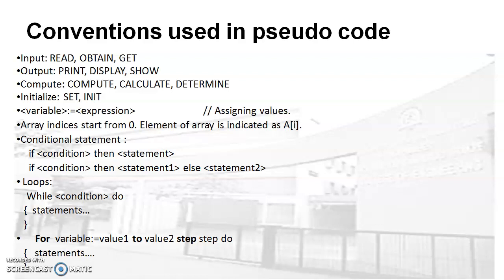Then there are various types of loops also used in pseudocode, like the while loop and the for loop. A while loop has a condition. When the condition is true, the block of statements specified after while will be executed. For a for loop, you have a loop variable and the loop variable is initialized to value 1 and goes up to value 2. In each iteration, it takes a step, and during each iteration, it executes the block of statements.